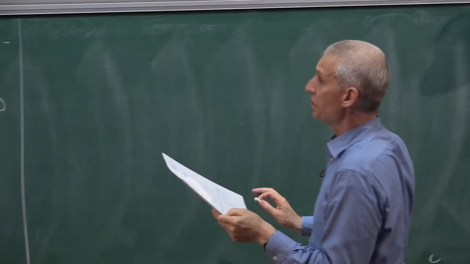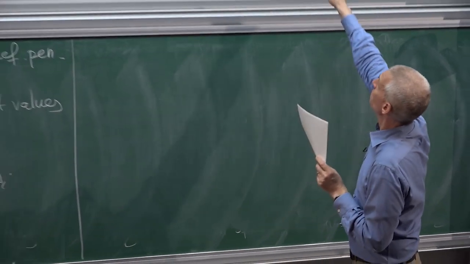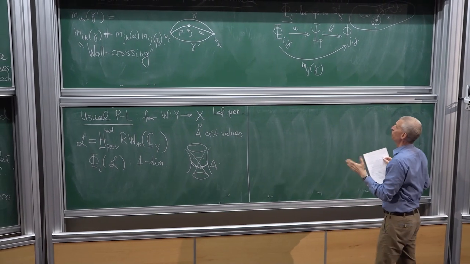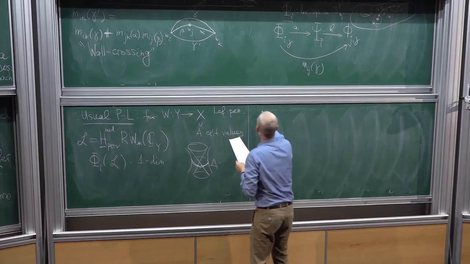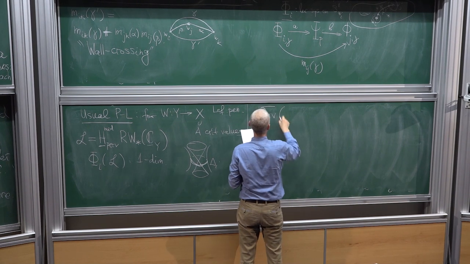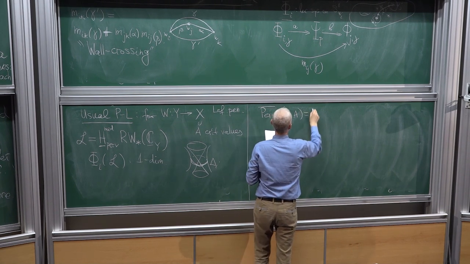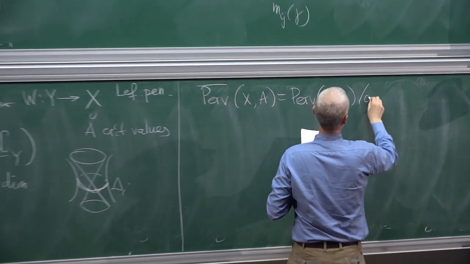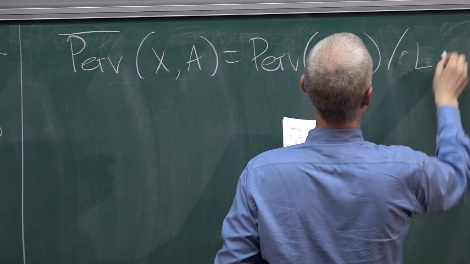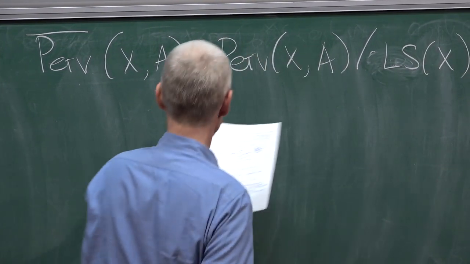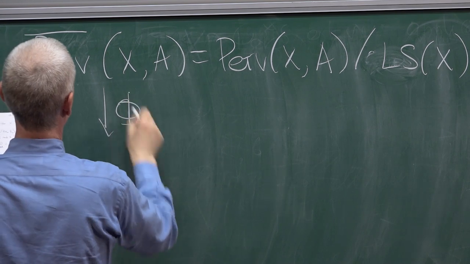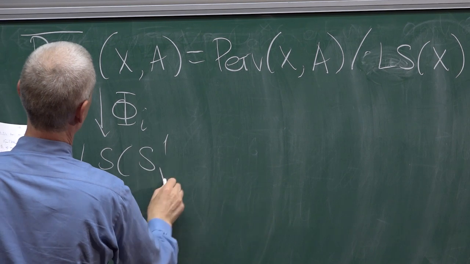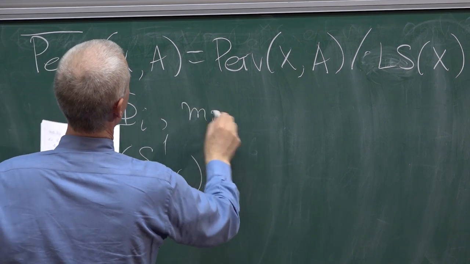Now let me just say one more thing, that all those maps, the phi I and the mij, they would be trivial for a constant sheaf. So we can consider the quotient category Perv bar of XA equals Perv of XA modulo constant sheaves, or modulo local systems. And phi I descend, local systems of S1, and mij descend.